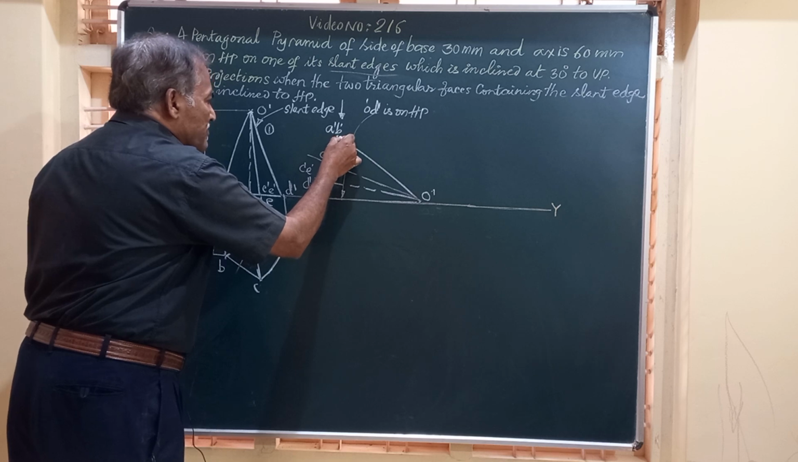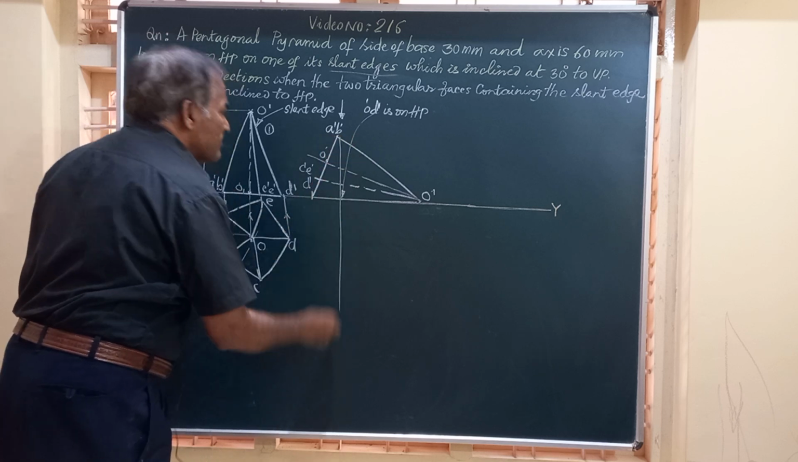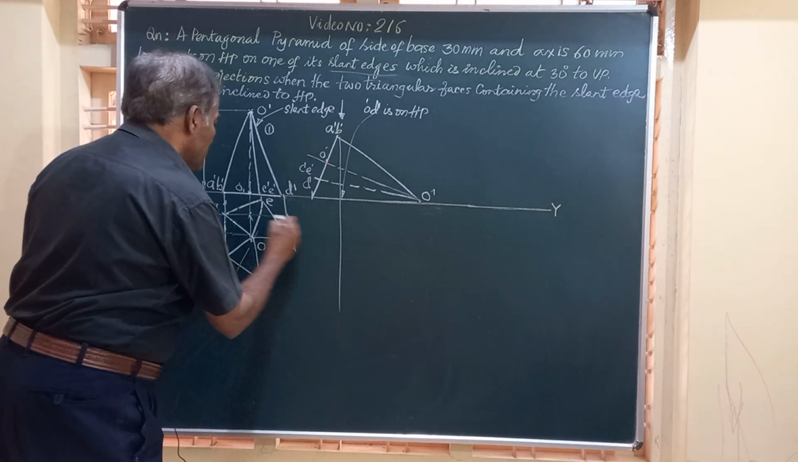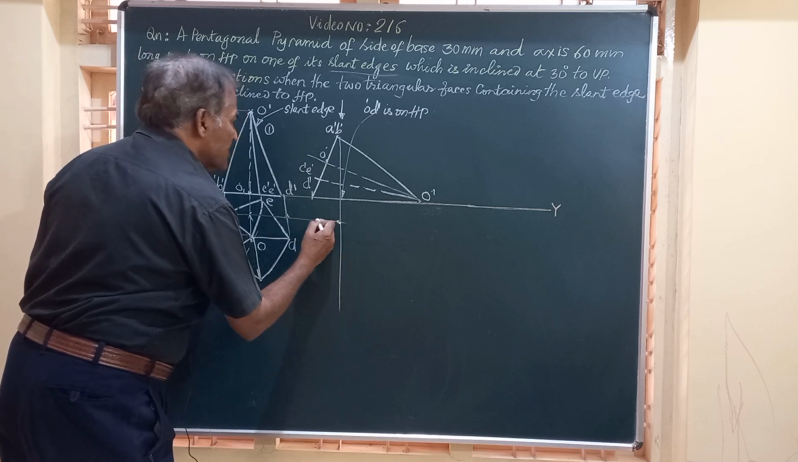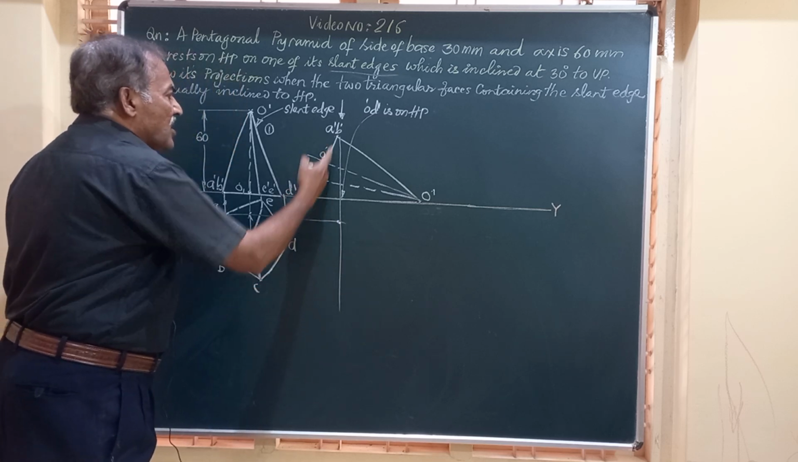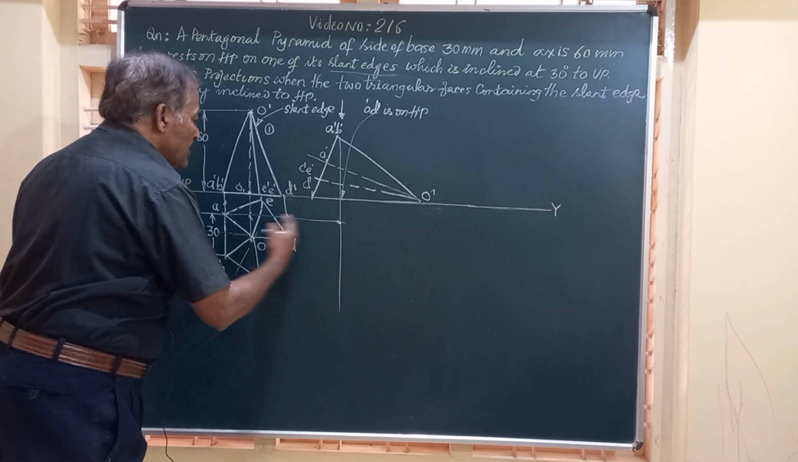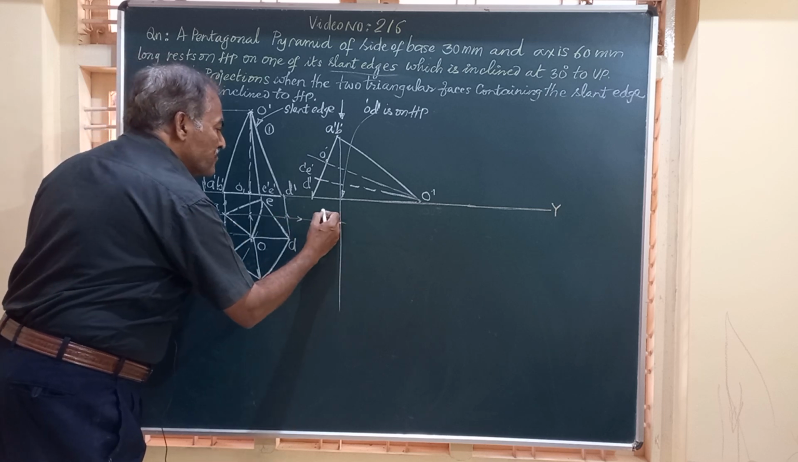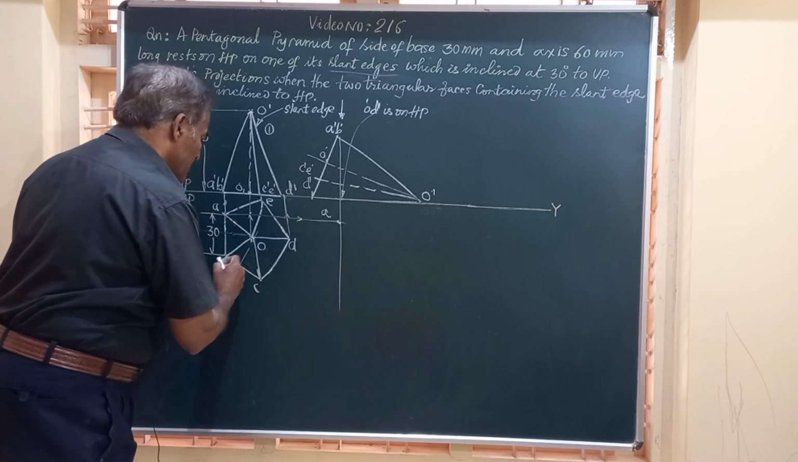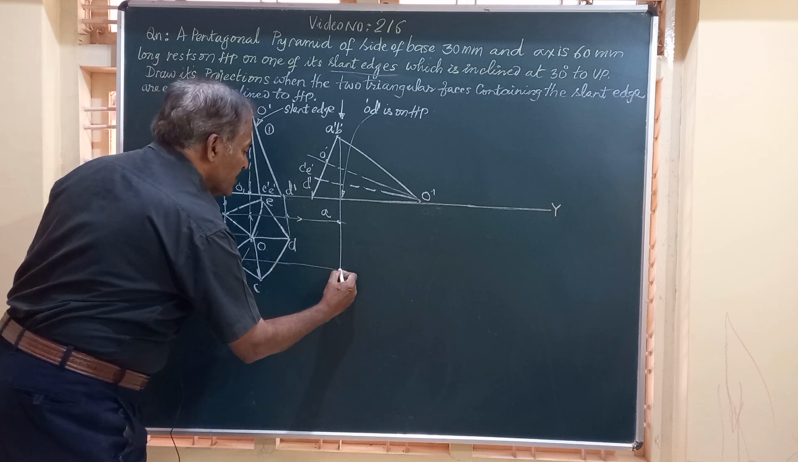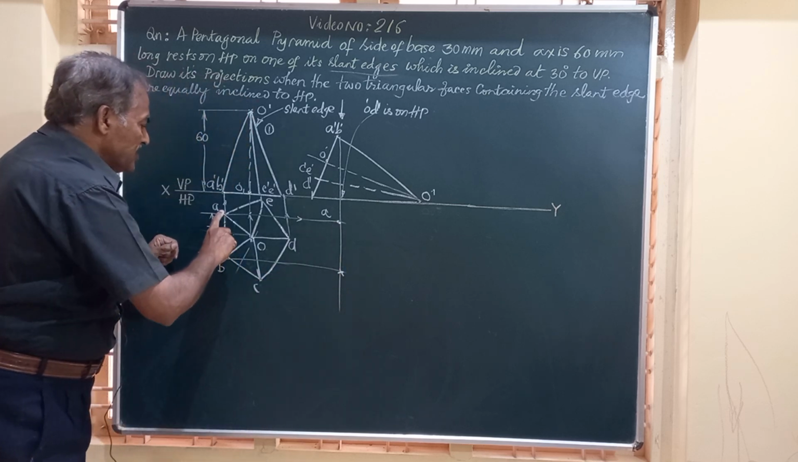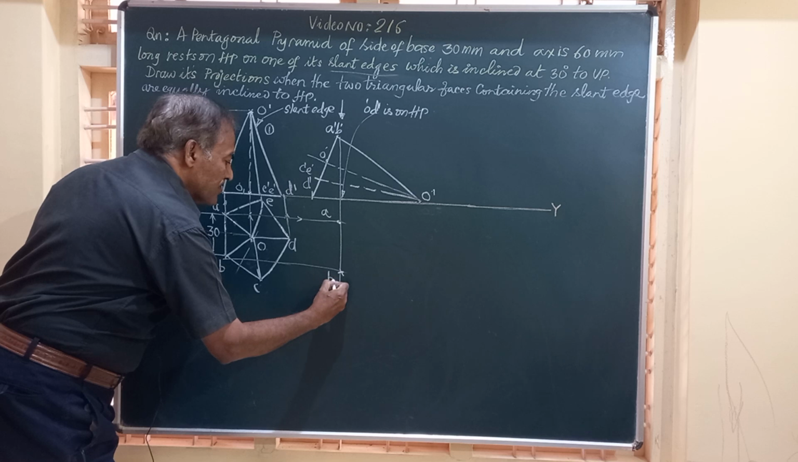So to get AB, draw a vertical line from this A dash, B dash, and a horizontal line from here. The point of intersection of the vertical drawn through A dash and the horizontal through A will give you point A. Similarly, you will get point B here. Obviously, this AB will be 30 mm.